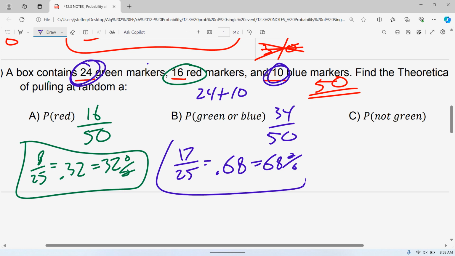Now, one thing I encourage you guys to do is to double check your work. And when I say that, obviously, check your numbers and look at all the little details. But ultimately, just reflect and see if that makes sense. 68% is more than 50%. So that means you have a pretty good chance. Well, does that make sense? Well, yeah, if we have 24 green and 10 blue, that means over half the markers are green or blue. So yes, the probability is going to be higher than 50%. So it's not a bad idea just to look at that with some logic, just to double check things that way.